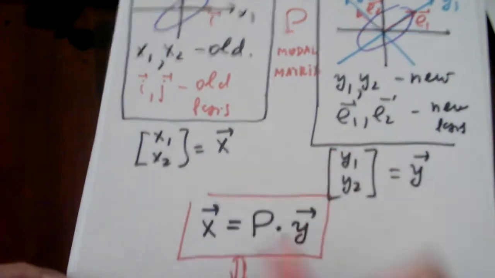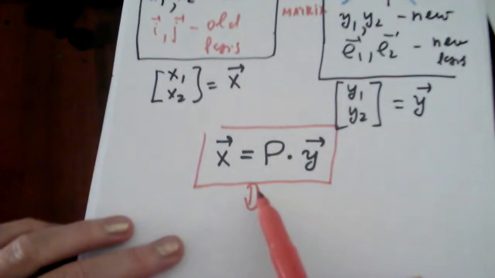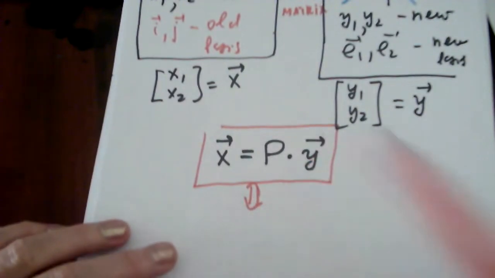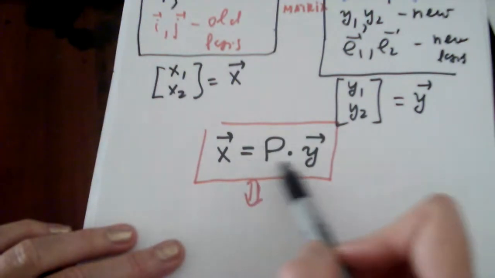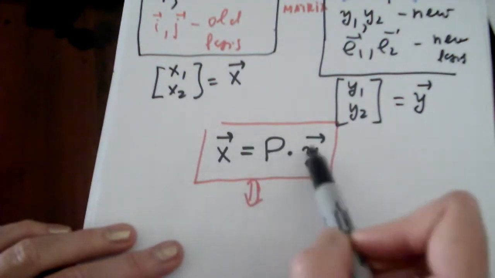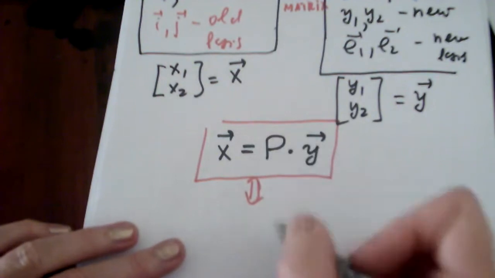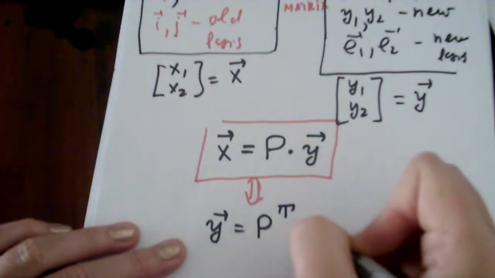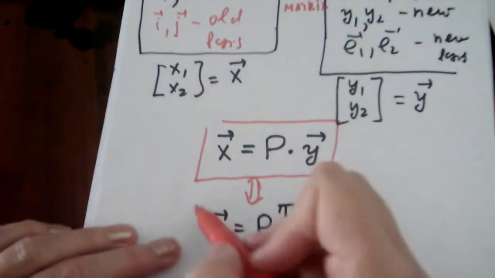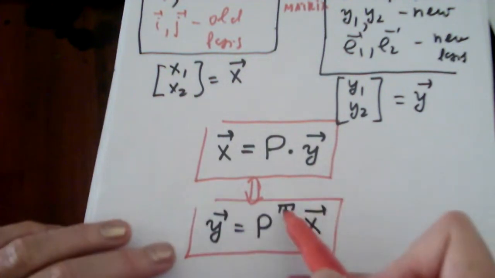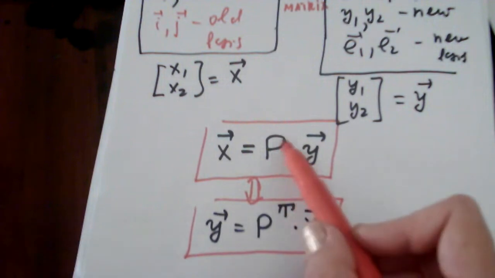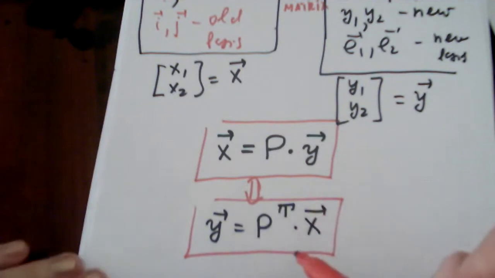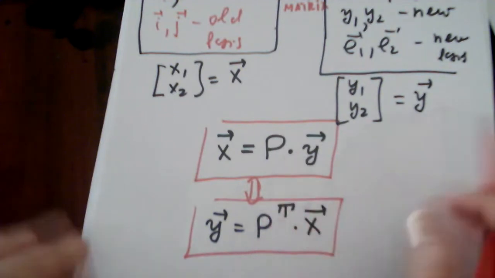But many people prefer to express y in terms of x because it sounds maybe a little bit more logical. We want to know how to express new coordinates from the old ones. There's nothing easier than this. You just need to solve this matrix equation for y. So it will be P transposed times x. I'm not going to explain why we write P transpose here instead of P minus 1, the inverse. It was all explained to you in the lecture. So please go back to the lecture if you have any questions.